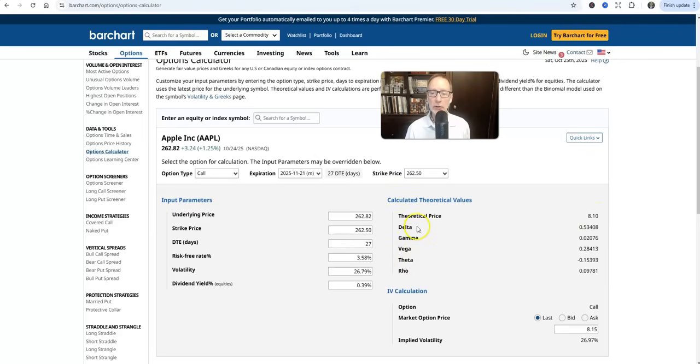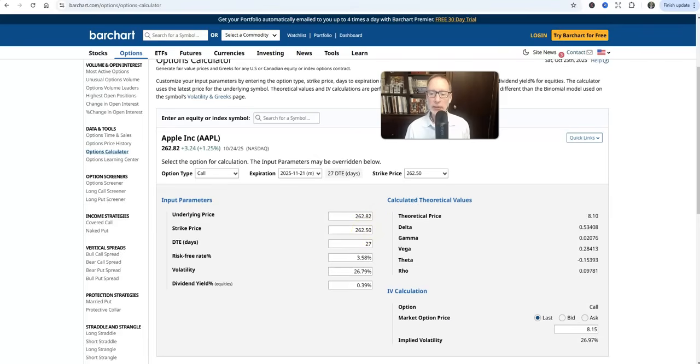These are all called the Greeks. Gamma's based on, we don't really need to worry about that so much, but there's actually 5 of them. I don't really concentrate on those except for delta and theta. Those are the most important to me. All right, so here's what's going to happen. You're going to see Apple's at 262.82. Here's that strike price, 262.5.